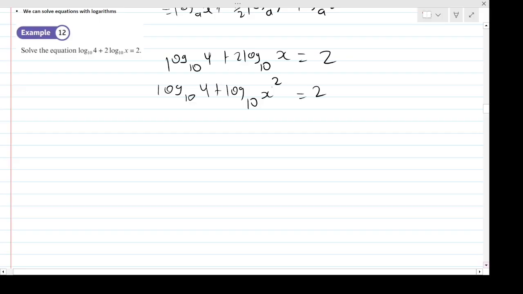That's equal to 2. And so actually now we can bring it as a single log, because we're adding the 2 logs, we can multiply inside. So log 10 of 4 times x squared, right, and that's equal to 2.